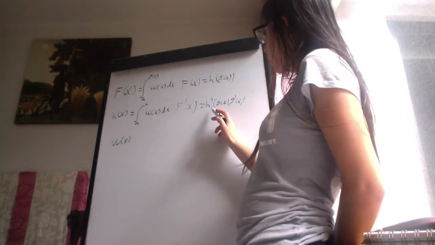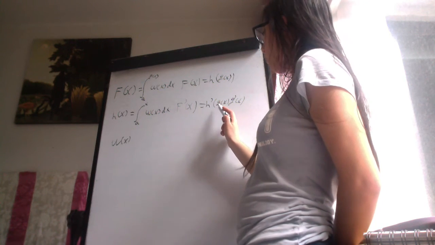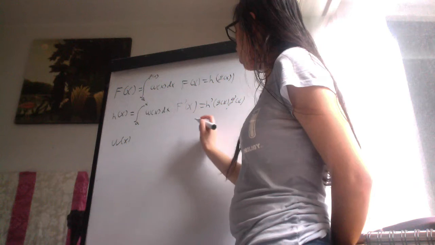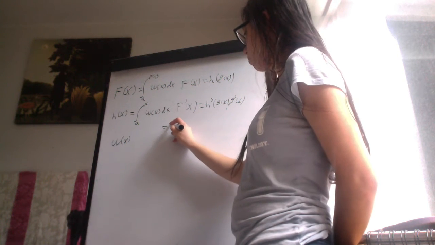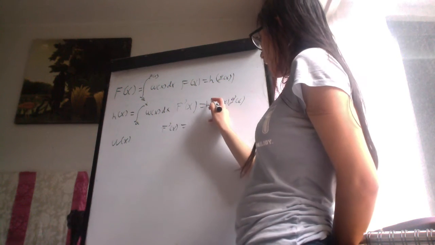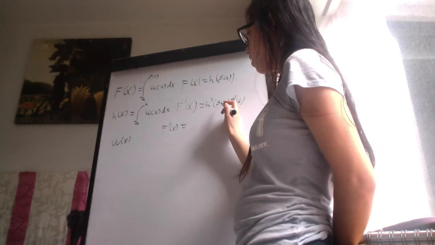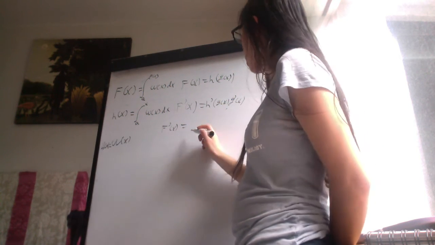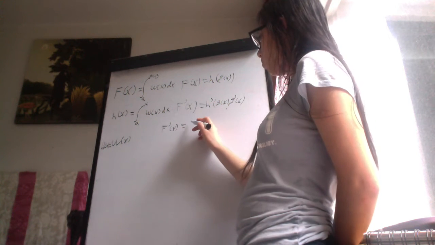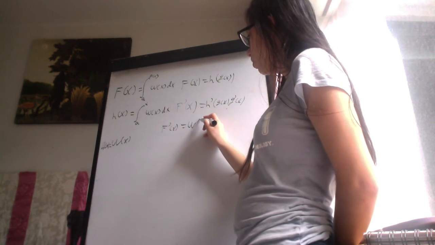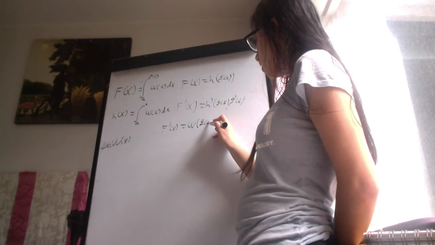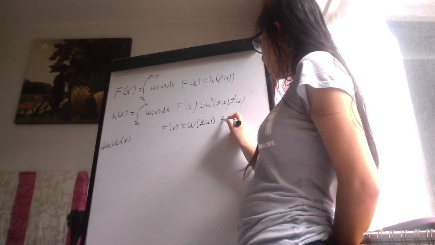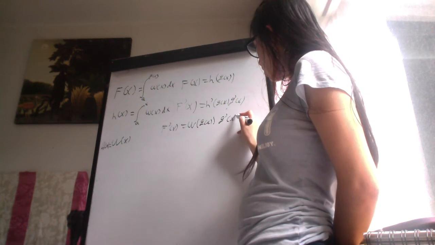But now we are looking at h prime of g of x. So f prime of x would be h prime of g of x. This is just h prime of x. H prime of g of x would be w of g of x times g prime of x.